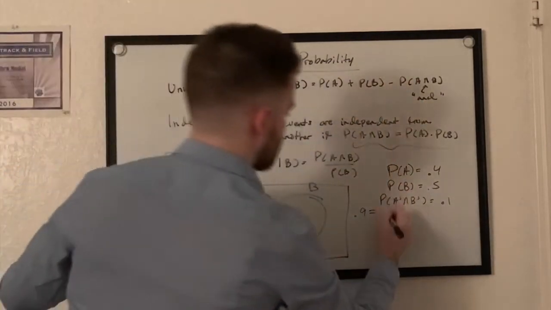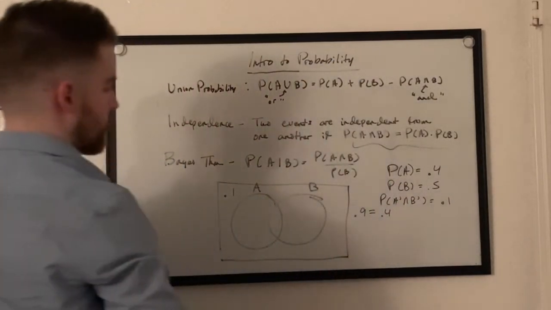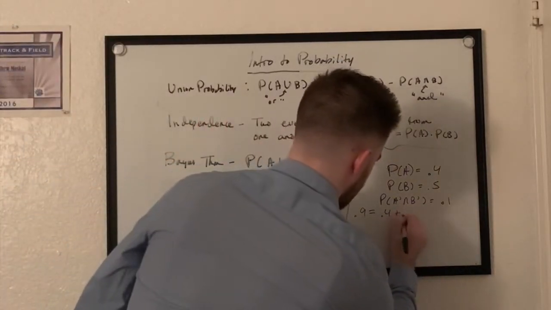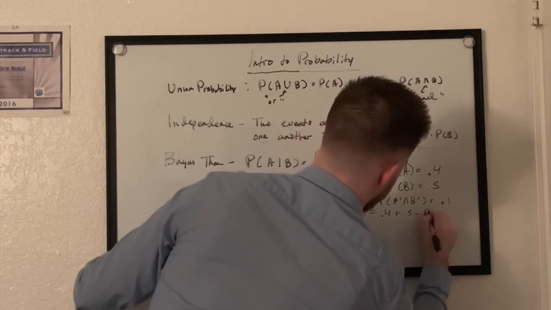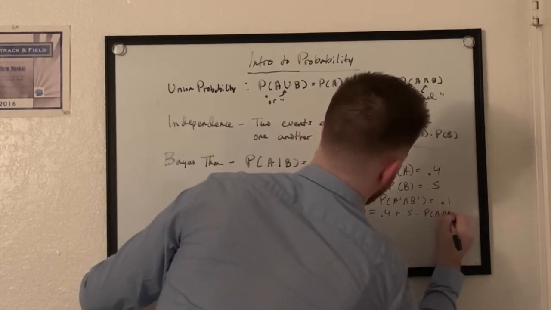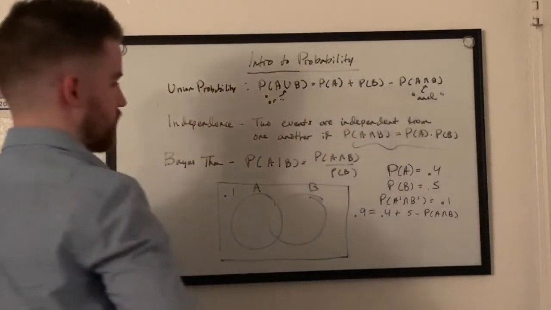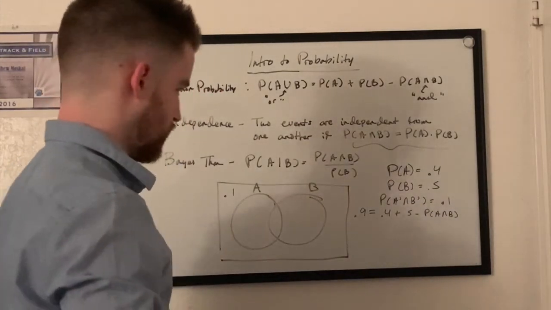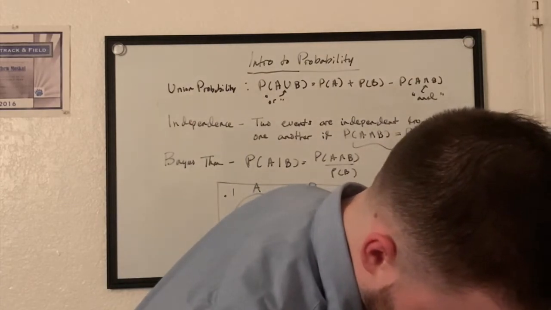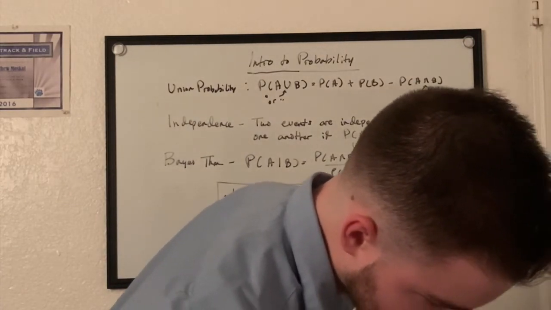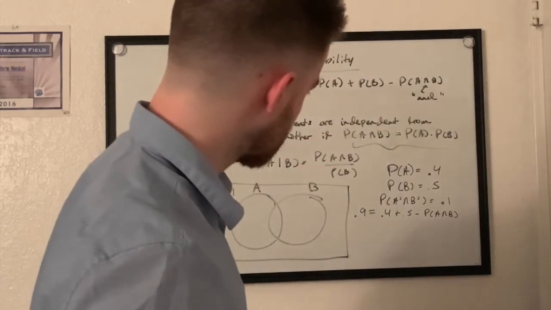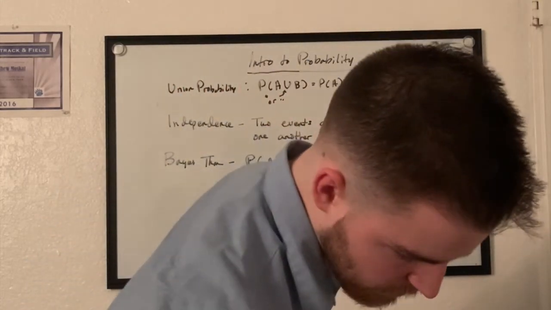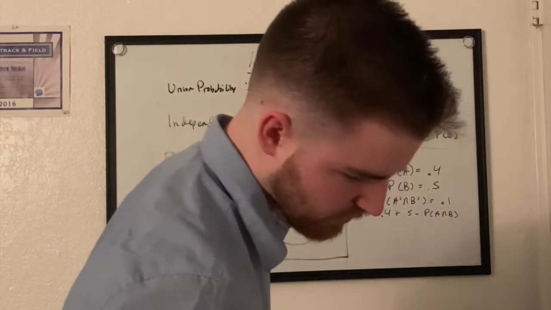What's the probability of A? That's 0.4. What's the probability of B occurring? Minus the probability of A and B occurring. Here, hold on one second. I think my math is set up a little wrong for this. Well, the A or B occurs is that, so it's going to be 0.4 plus 0.5.